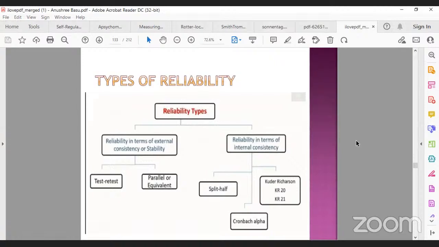Are they internally consistent? Yes, that describes internal consistency.